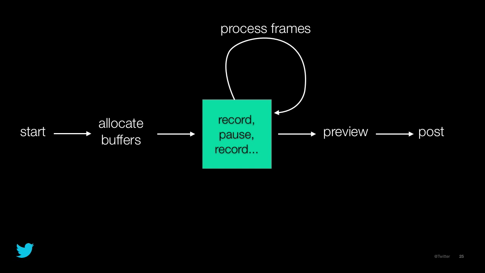So that step right here is the one that ends up being expensive because depending on how many frames we got to process while you were taking the Vine, this is where you're going to sit and wait for the rest of the frames to get processed.